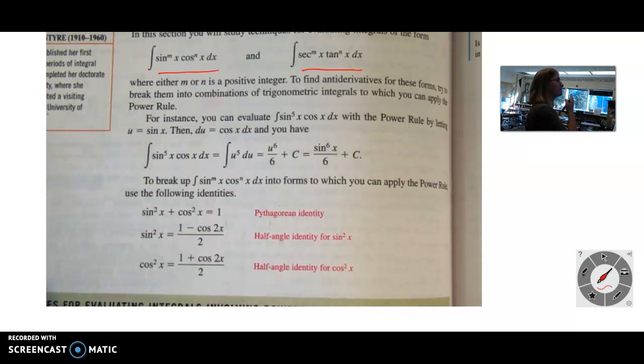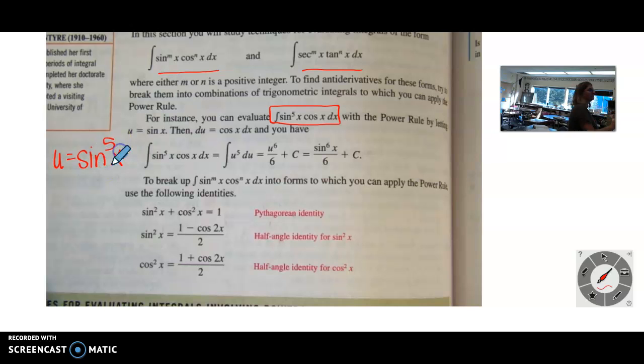Okay, so for instance, you can evaluate sine to the fifth x times cosine of x with the power rule, so you could use u substitution and let u equal sine to the fifth. And then du is 5. Oh, hold on a second. I did that wrong. Let u equal sine of x. And then du is cosine of x dx, and then it becomes u to the fifth du, and you can integrate straightforward using u substitution.